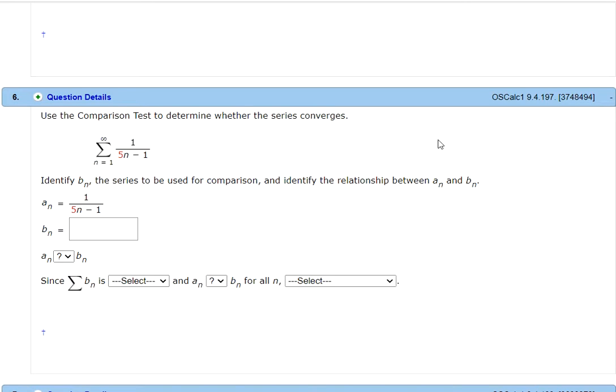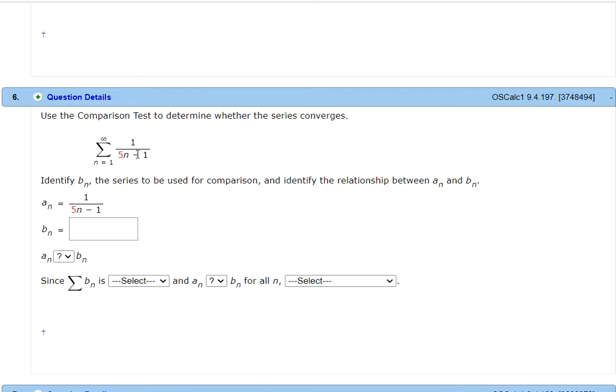We're asked to use the comparison test to determine whether the series converges. Remember, the comparison test is where you look at another series that you know of, like a p-series. You know that a p-series converges if the exponent on n in the denominator is greater than 1, and you know it diverges if that exponent is less than or equal to 1.